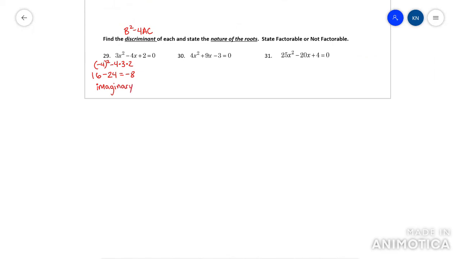The next one, b squared minus 4ac, would look like this. So that's like 81 plus, let's see there, 48, which is 129. This number is not a perfect square. So the fact that it's positive means these roots are real, but since it's not a perfect square, you're going to have a weird root there. So that means these are irrational.